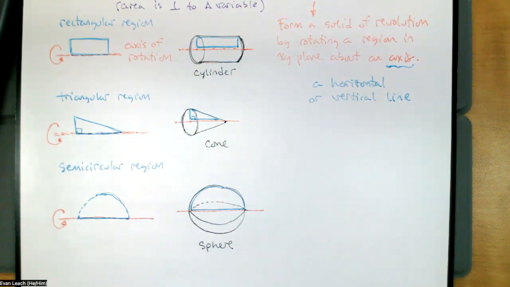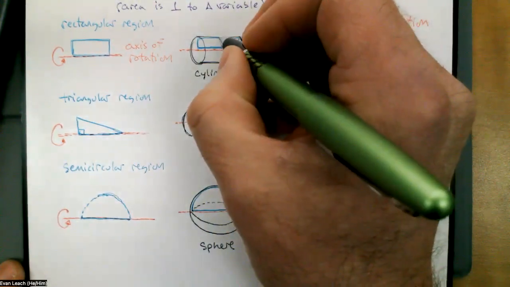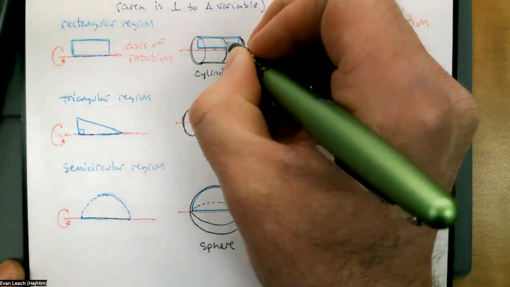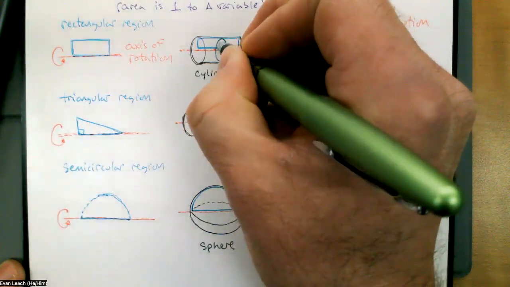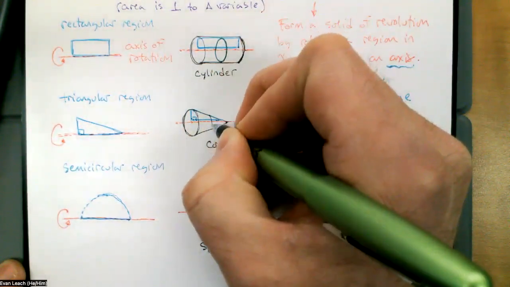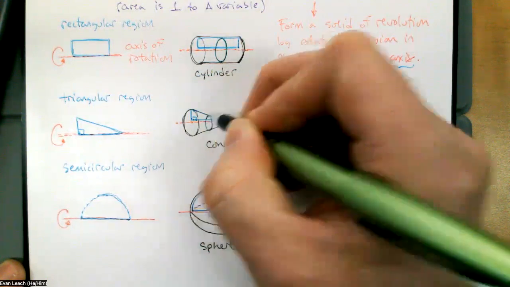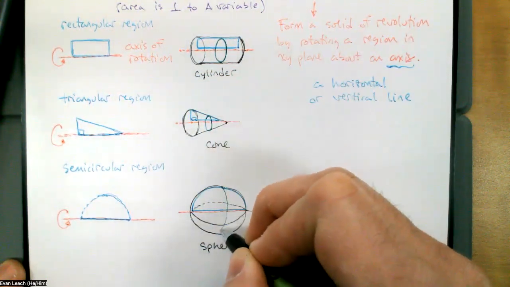In all these cases, because we're forming our solid by rotating around an axis, we're always creating something circular. We're always going to be working with a circular cross section. So a cylinder has this circular cross section. Our cone has a circular cross section. Our sphere has a circular cross section.